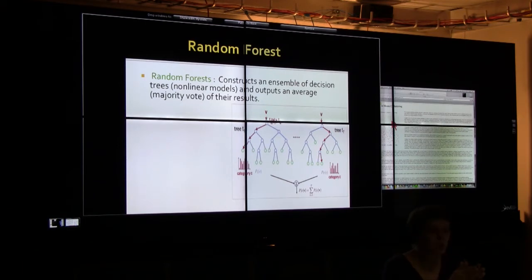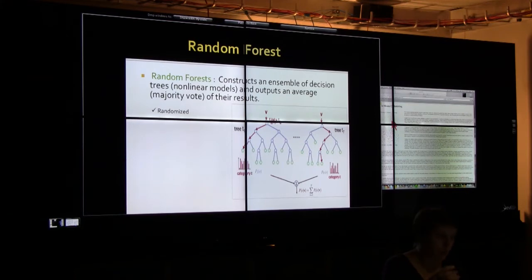What it does is, for each tree, it takes a bootstrap sample from the original sample, meaning it samples uniformly at random with replacement. And naturally, when it does that, there's a chance that you're going to repeat the same value more than once. And then it uses those different bootstrap samples for each individual tree. So that's one aspect of the randomization.